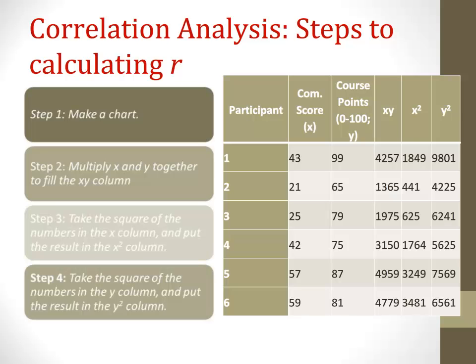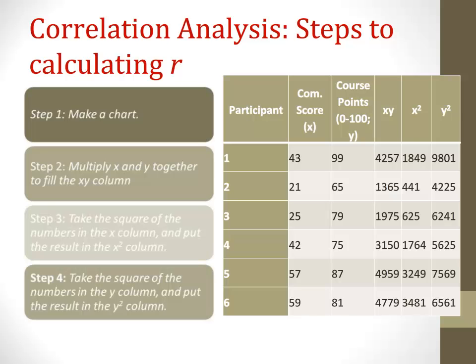So step 2, you multiply together X and Y together, and you fill in the XY column. And you can see this is already done, but for example, in row 1, 43 times 99 is 4,257. For participant 2, 21 times 65 is 1,365.